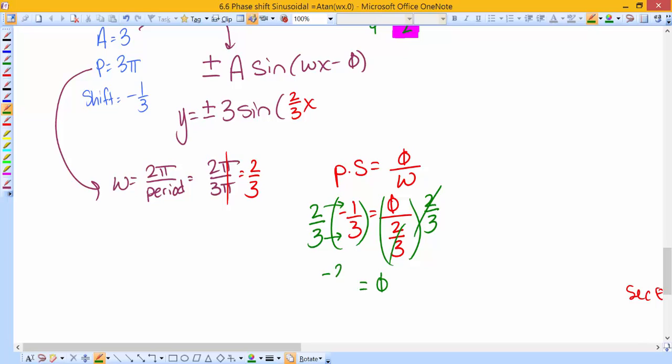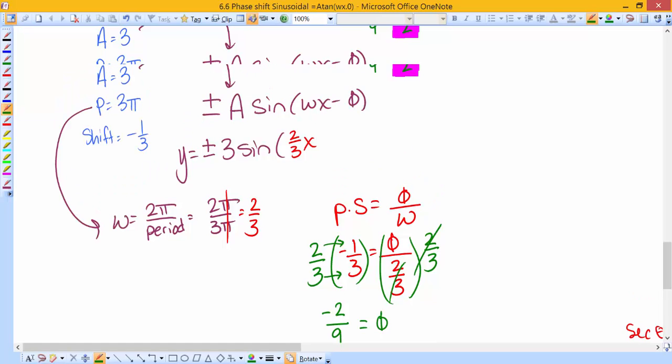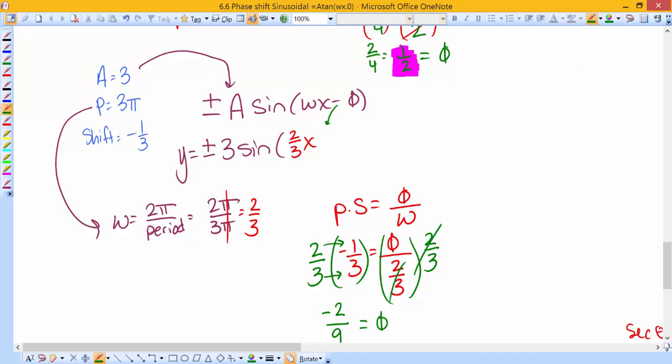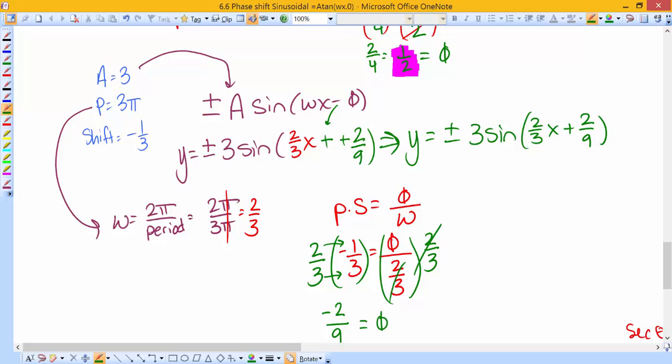When you multiply fractions, you multiply numerators and denominators. 2 times negative 1 is negative 2. 3 times 3 is 9. That's your phi. So I bring down the negative, but then phi is negative 2/9. So that will become a positive. So I have y equals plus or minus 3 sine 2/3 x plus 2/9. And that's my equation for that sine graph.